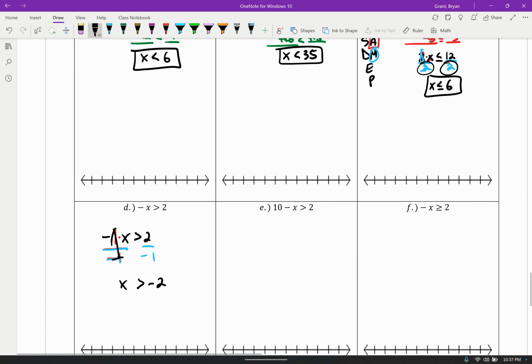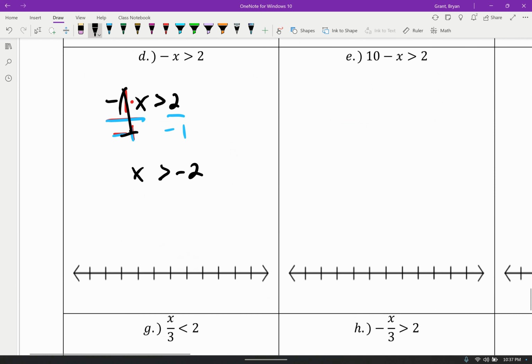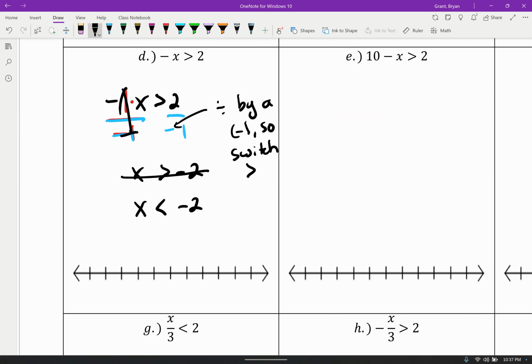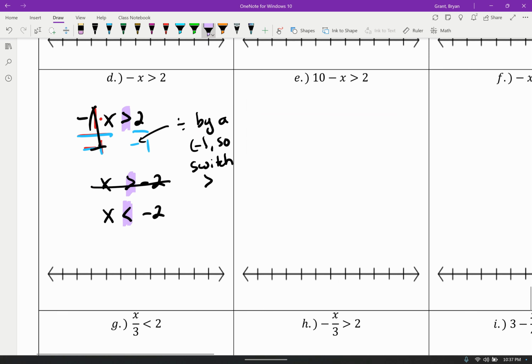But D is where the issue comes in. We divided by a negative. So you might want to make a note. Divided by a negative, so switch the greater than. So this is not our answer. Instead, it should be x is less than -2. We had to switch this sign that was in the middle when we divided by a negative. Otherwise, our answer will not work. The values we get won't work in the original equation.